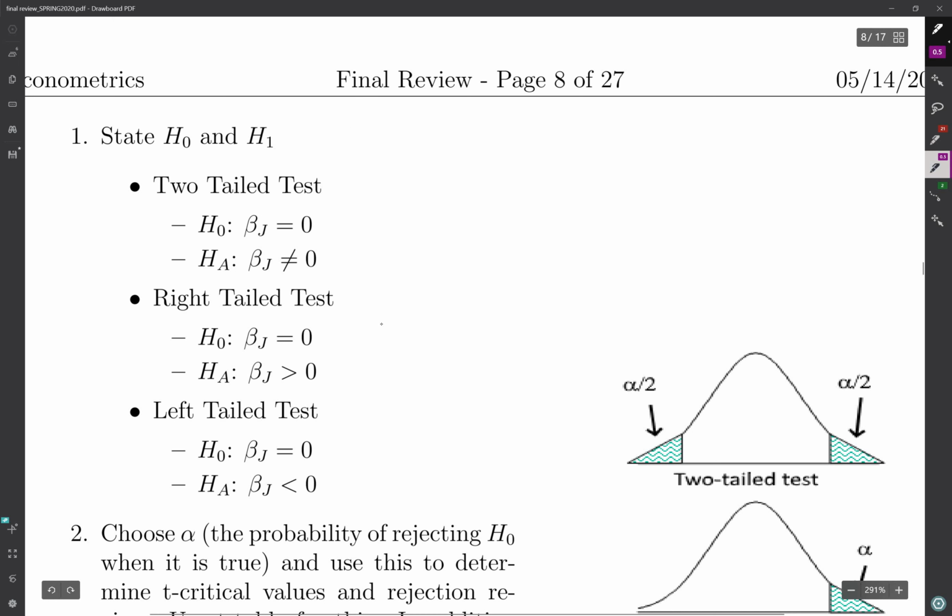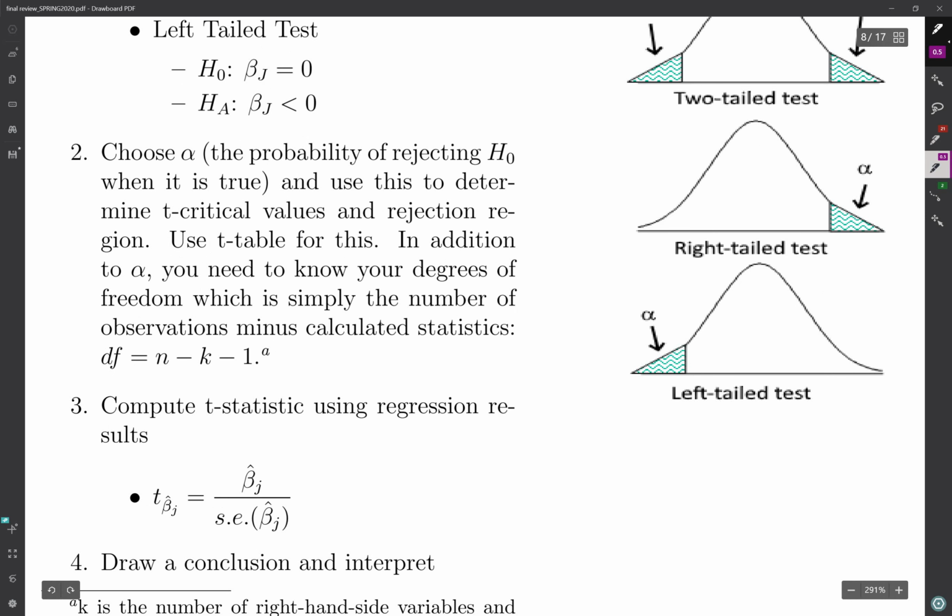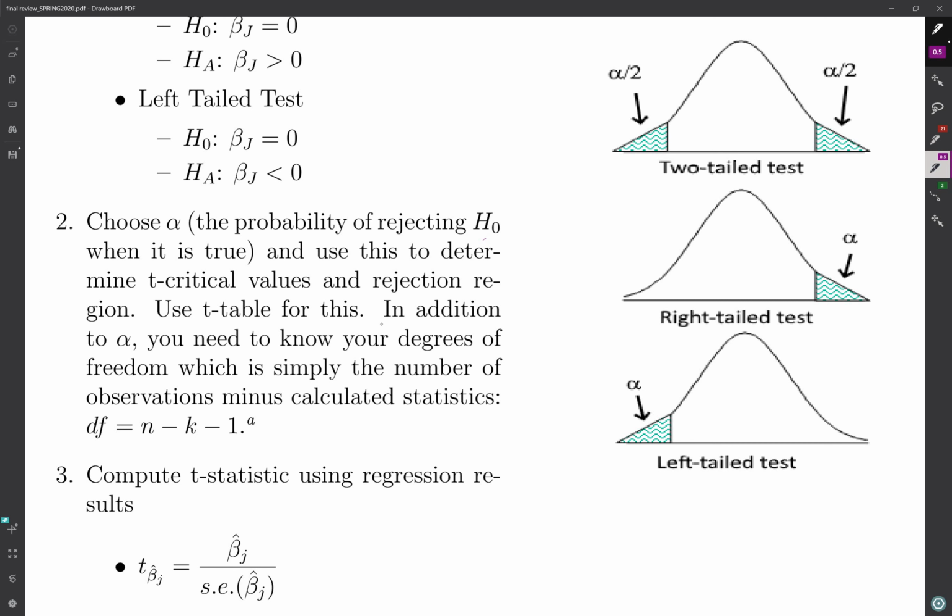In other words, if we're doing a two-tailed test, our null hypothesis is that beta j is equal to 0. That's going to be the case no matter which one we choose. But what differs is the alternative hypothesis. For a two-tailed test, we say simply beta j is not equal to 0. For a right-tailed test, we say beta j is greater than 0. And for a left-tailed test, we say beta j is less than 0. Next, we choose our alpha, which is our significance level. It's the probability of rejecting our null hypothesis when it's true. And we can use this to determine our t-critical values.